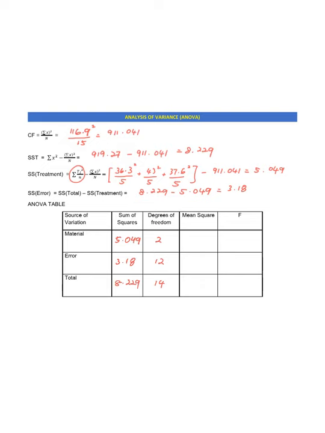Okay, now nak cari mean square is column sum of squares divided by column degrees of freedom. Okay, so 5.049 bahagi 2, kita dapat 2.525. And then untuk mean square error 3.18 divided by 12, we get 0.265. Okay. And then untuk the value of F, okay, so untuk F, nak dapat value F dia adalah 2.525 bahagi 0.265.